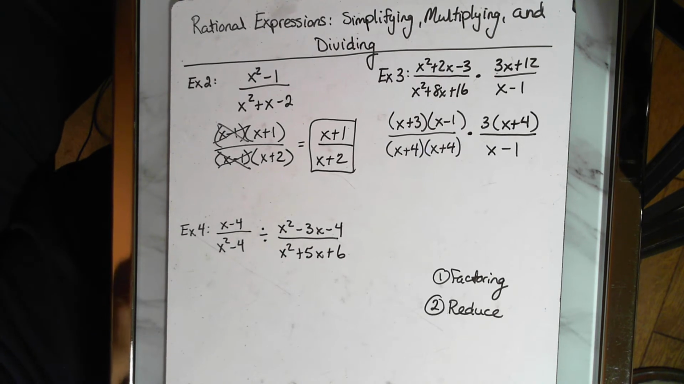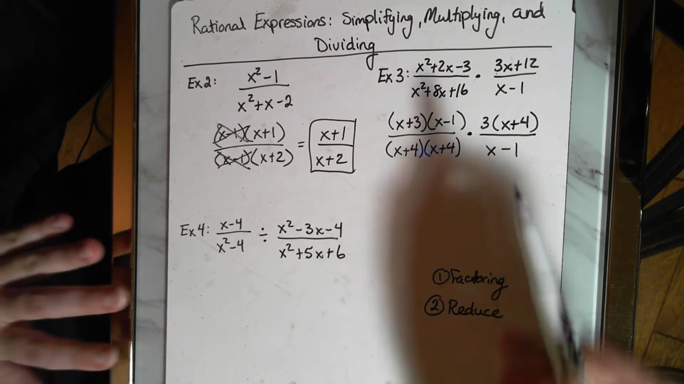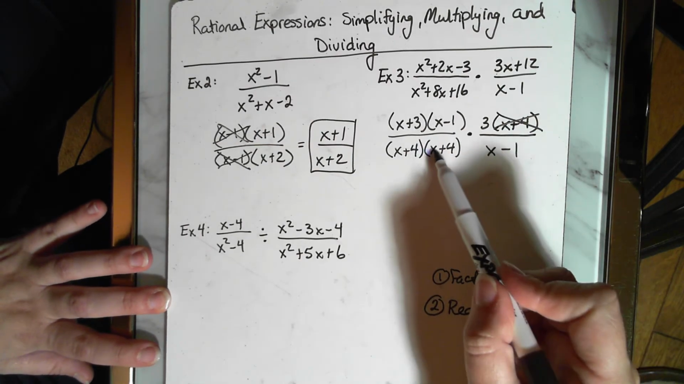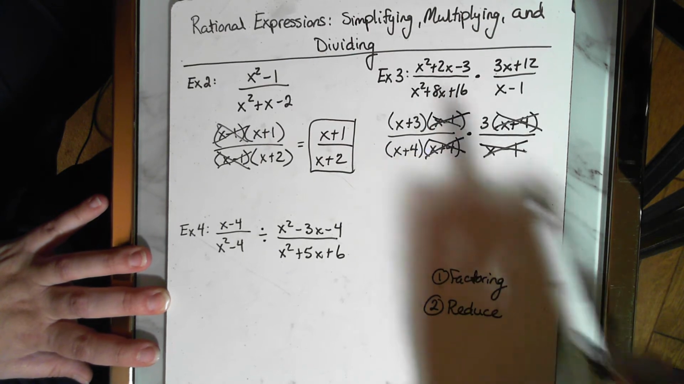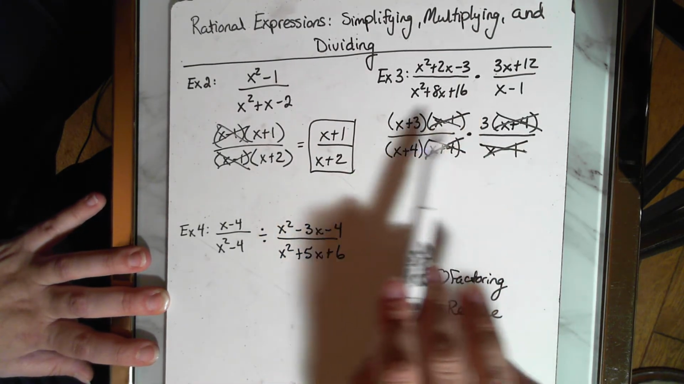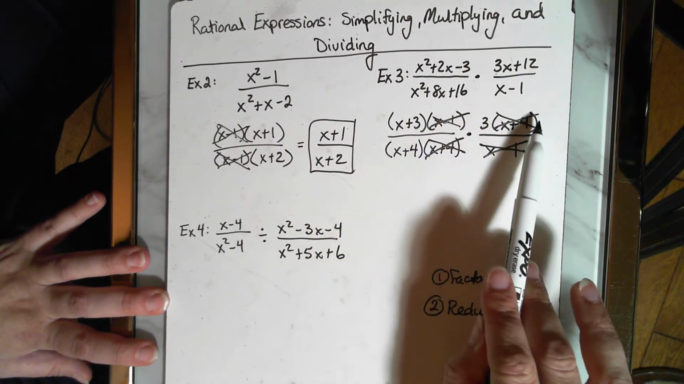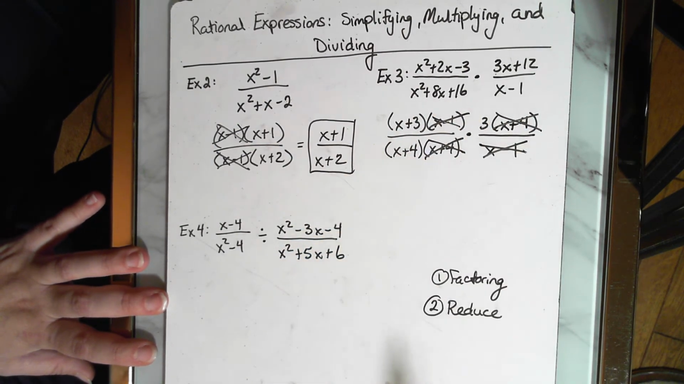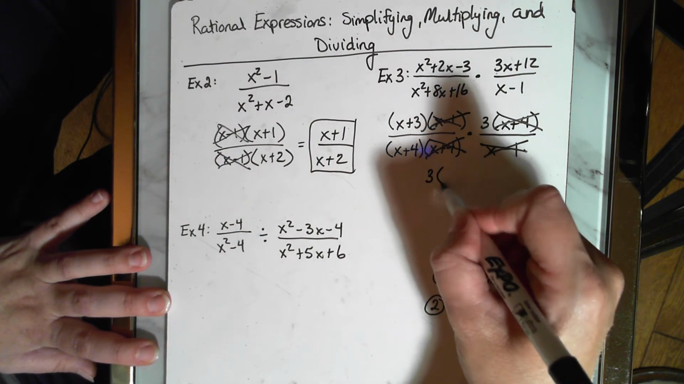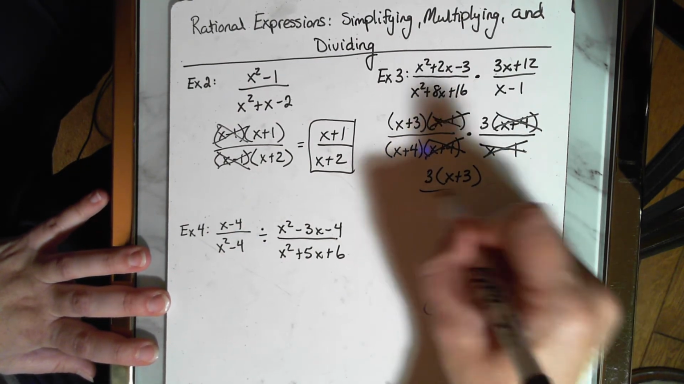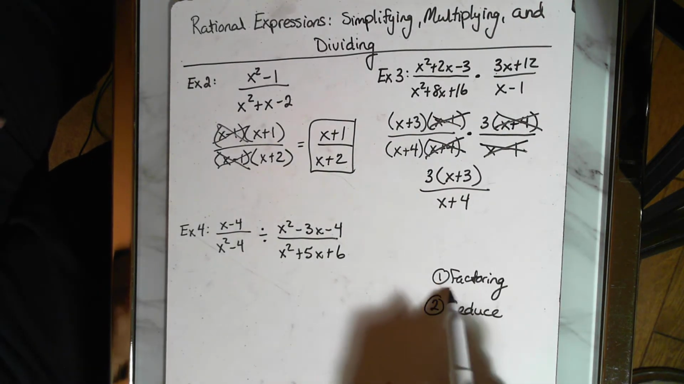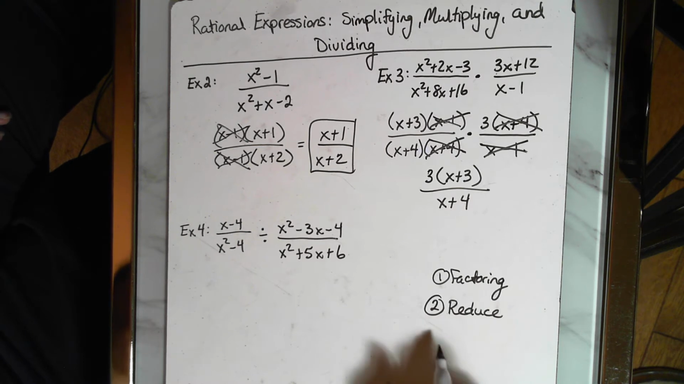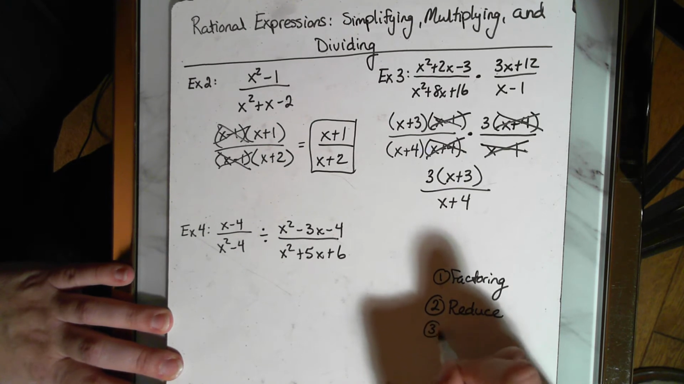Now again, I'm going to look for terms that can reduce. This x plus 4 can reduce with one of these down here, and the x minus 1 can reduce with that one. So now I'll just write the leftovers. Whatever's left over just gets multiplied together in the numerator, and anything in the denominator just gets all multiplied together. So this is going to be 3 times x plus 3 over x plus 4. So you always begin by factoring, you reduce, and then you can multiply or divide as necessary. So in this case, I'm just going to put multiply here.